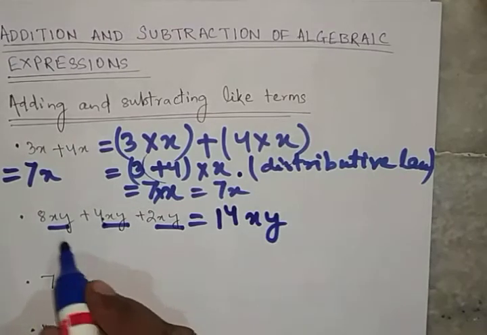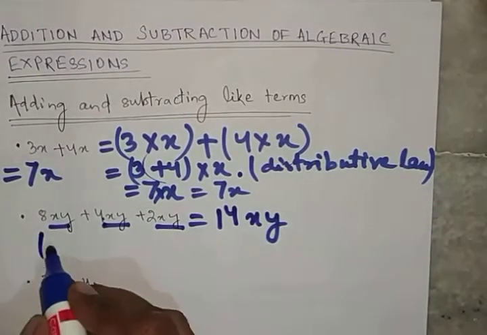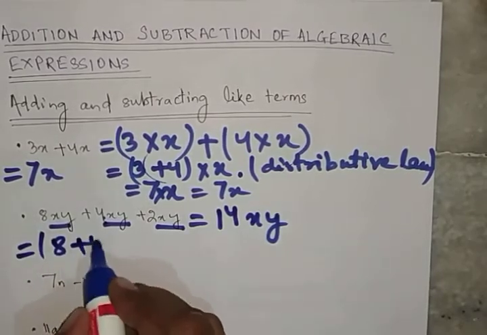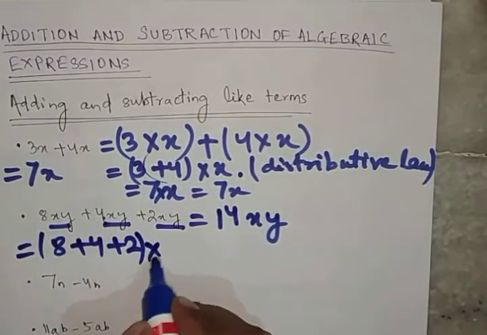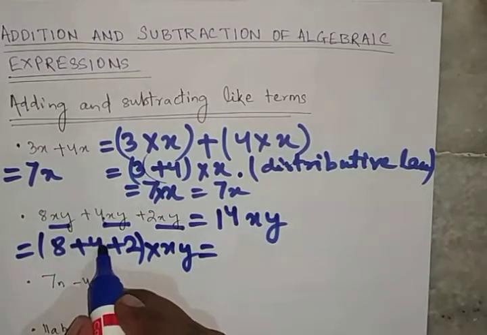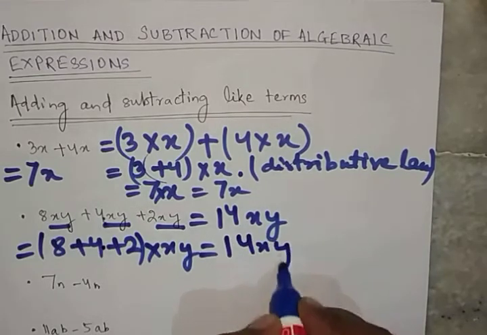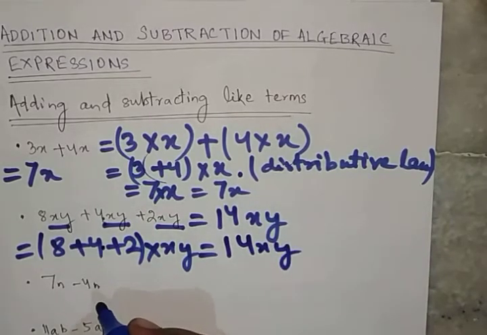Or what can you do? You can take out the xy. 8 plus 4 plus 2 into xy. By the distributive law, 8 plus 4, 12, plus 2, 14. 14xy. Like that you can do.